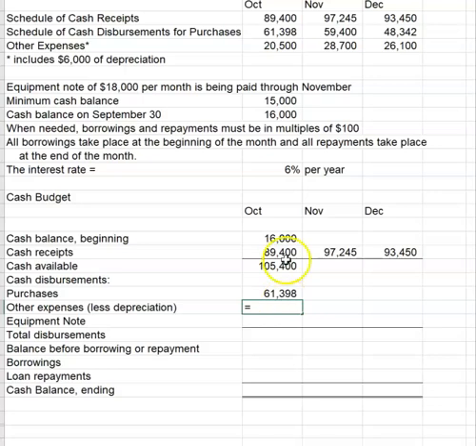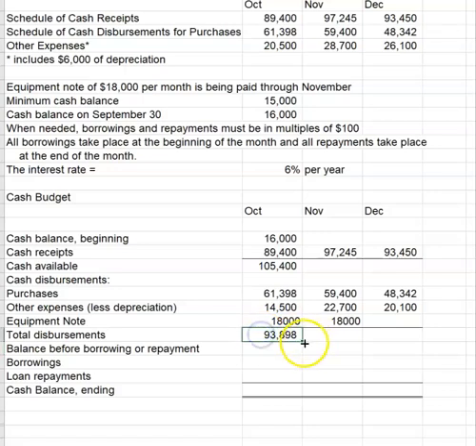We also need to pay our other expenses. So that $20,500, but I'm going to subtract the $6,000 for depreciation. So $14,500. Let me carry these across as well. Okay, I have to pay that equipment note through November, so $18,000 in October, $18,000 in November. So we can total up our cash disbursements.